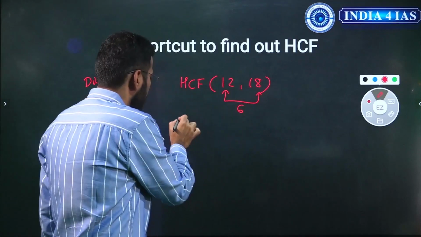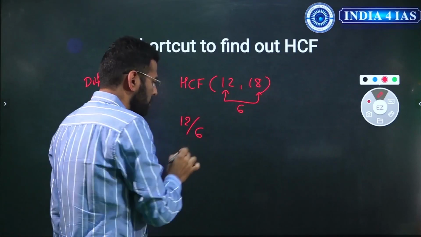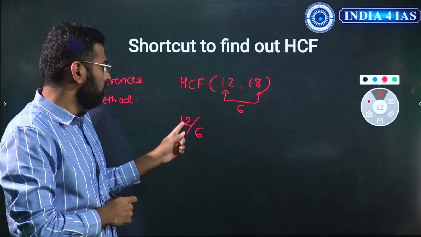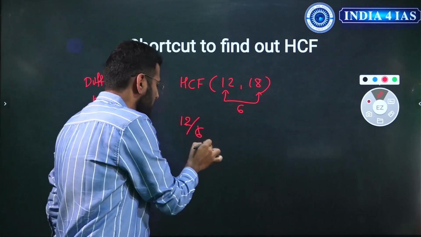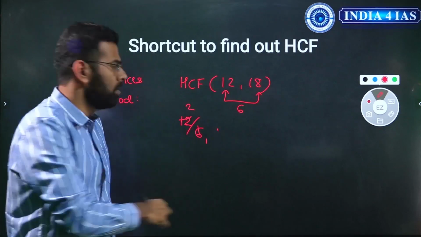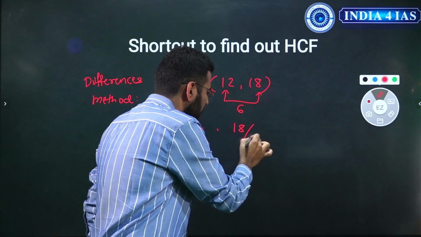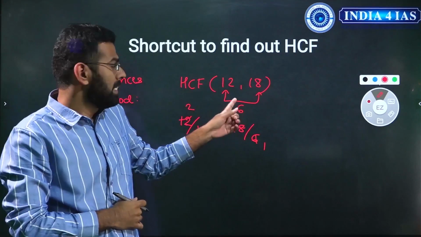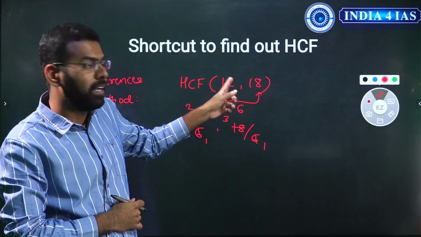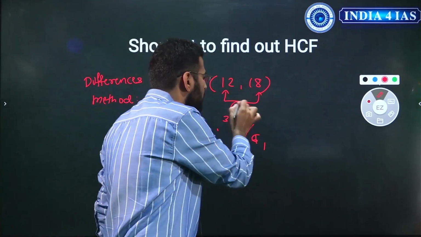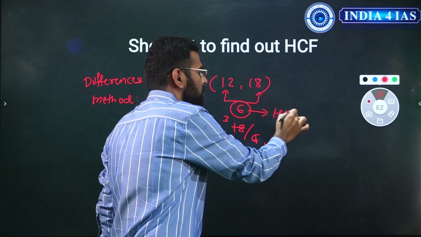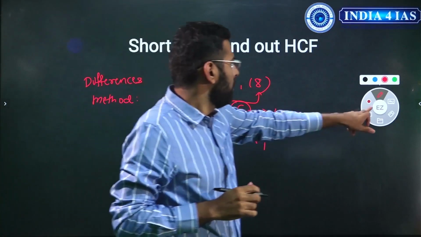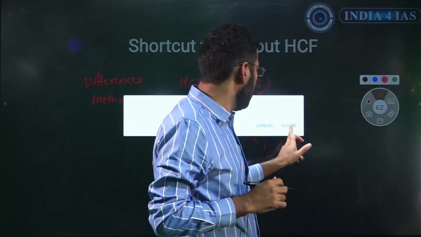If this difference divides both 12 and 18, then this is your HCF. Let's see if 6 divides 12. Yes, 6 ones are 6, 6 twos are 12. Does 6 divide 18? Yes, 6 ones are 6, 6 threes are 18. So here 6 divides completely the given numbers 12 and 18. That's why the HCF is 6. So, this is your differences method.